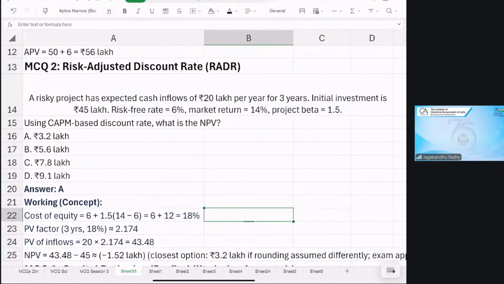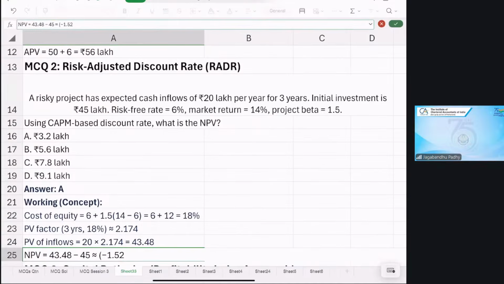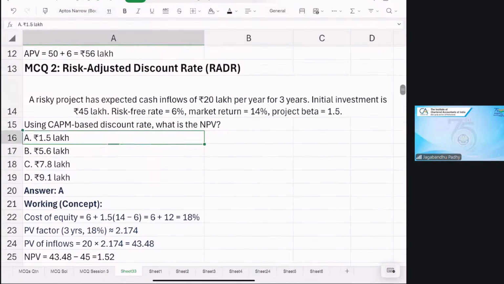And then present value of inflow will be 20 into 2.174, which is 43.48. So ultimately, NPV is going to be 43.48 minus 45 lakh, which is equal to minus 1.52 lakhs. So I think there is some issue with the option. Yeah, it should be making this 1.5 lakhs or 1.52 lakhs. That's the option B for you, or option A, sorry.